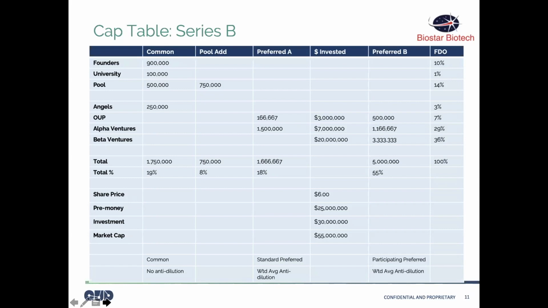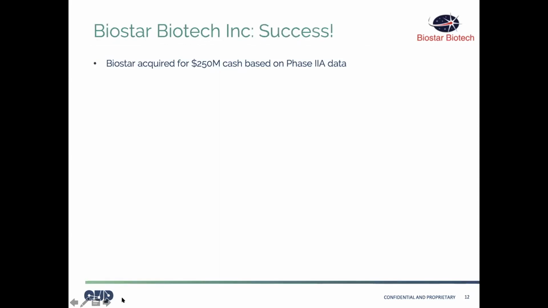So as we now move forward, we find Biostar is successful. As we thought, the phase 2A data triggers interest from Big Pharma, and there is, after some negotiation, a $250 million cash, all up front transaction to acquire the company. So the question is, how does that 250 get split up? You've got to look to the cap table for that.